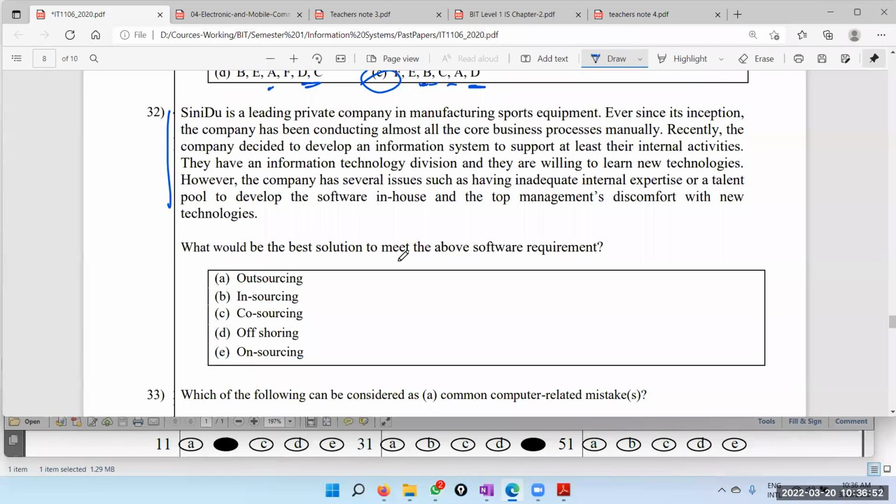32. What would be the best solution to meet the above software requirement: outsourcing, insourcing, co-sourcing, offshoring, on-sourcing.